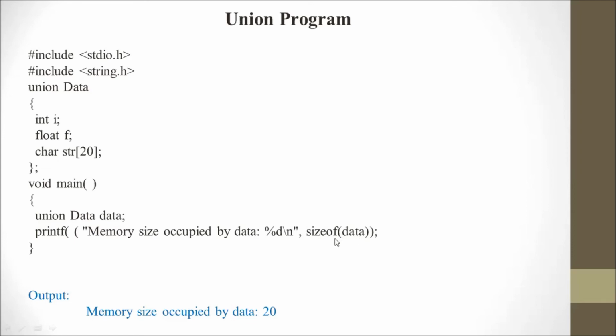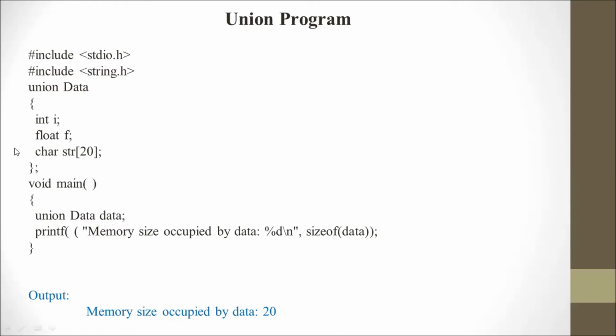So sizeof is the function or operator which returns the size of the variable or data. Okay, so we print the size of data. So this data means we create the data variable of the whole union. So this will print the whole union size. So this will print the memory size occupied by data, 20.